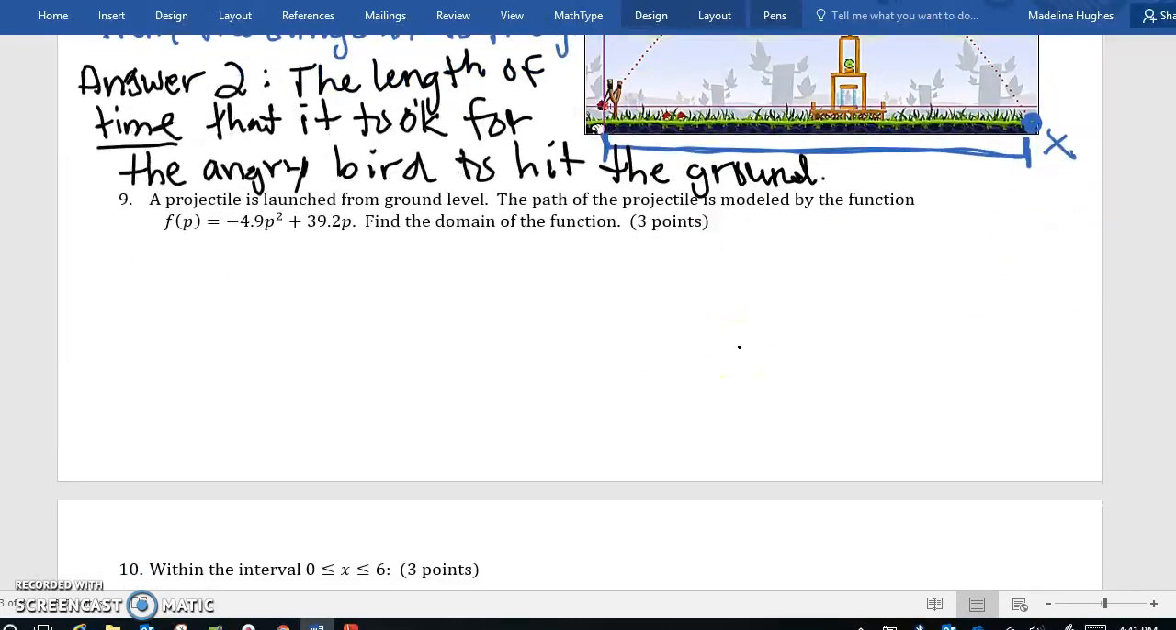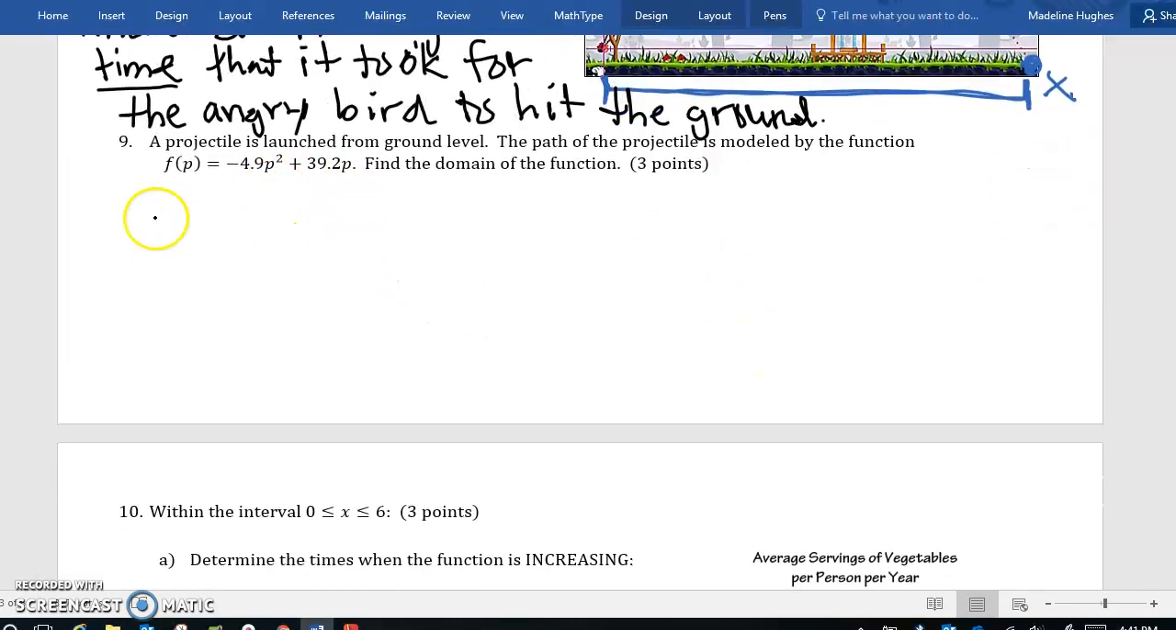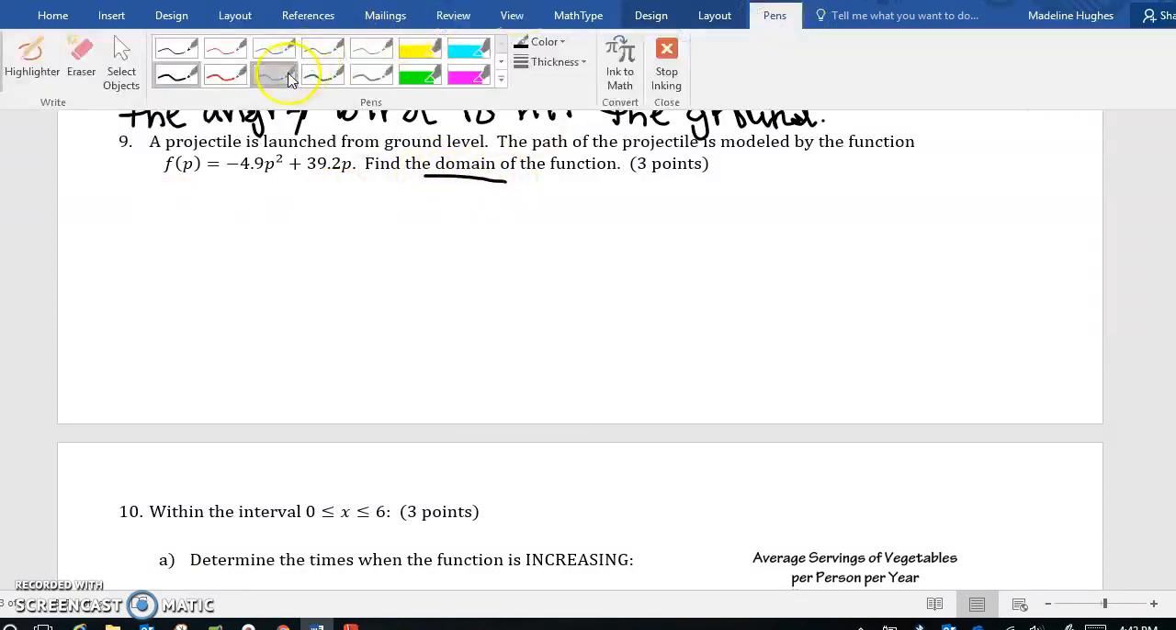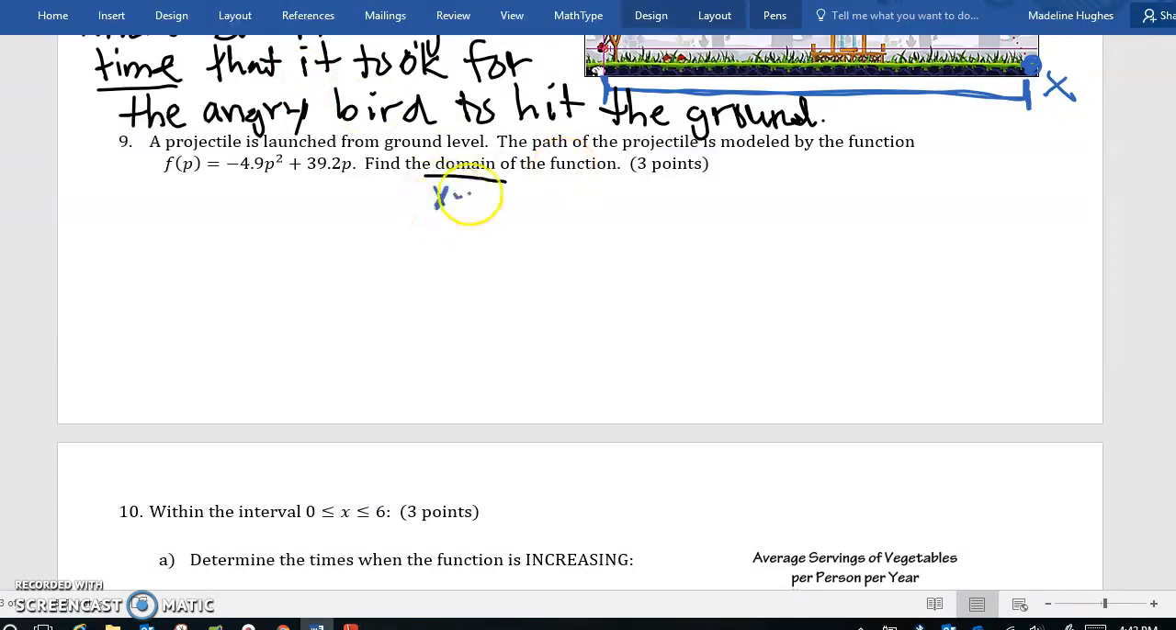Okay, number 9. You're going to need your calculator for number 9. If you don't have one, go grab one and put this in with me. Know how to use your calculator. Number 9 says a projectile is launched from ground level. The path of the projectile is modeled by the function f of p is equal to negative 4.9 p squared plus 39.2 p. Find the domain of the function. Just to plan out what we're going to be doing here, domain are our x values.